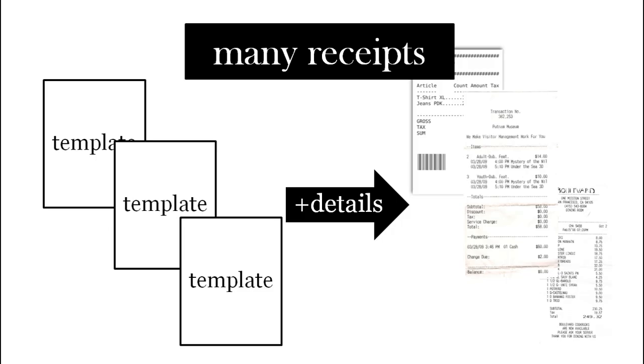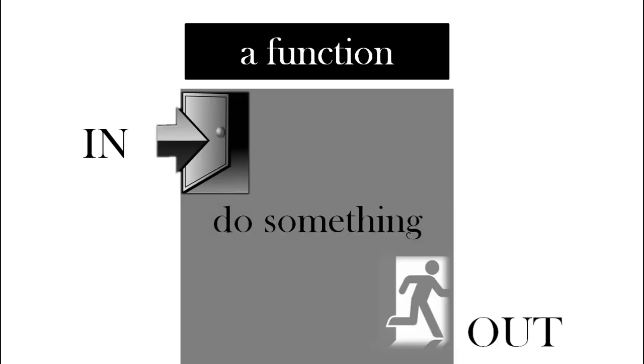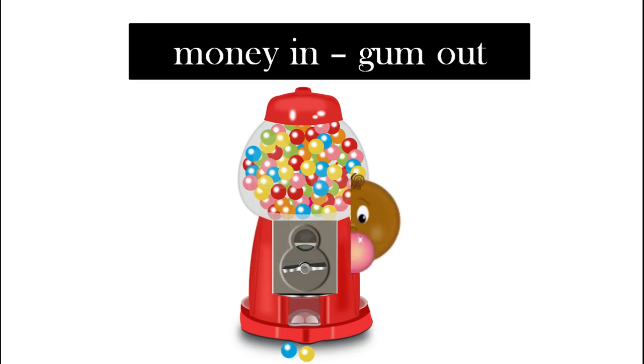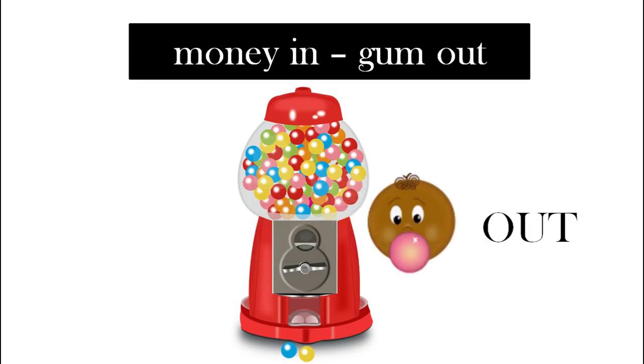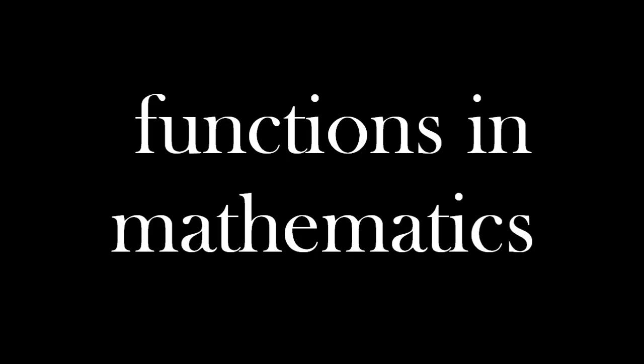So we have a template, we add some details, and now we have receipts. Payslip, we have a template, we put the details in, out comes a payslip. So a function we can think of as putting in something, it does something to the input, and then it produces something that comes out. That's a function. So for example, we can put a coin in a gum machine, and out comes some gum. Vending machines, we put money in and we get a drink out or something else out, maybe a snack.